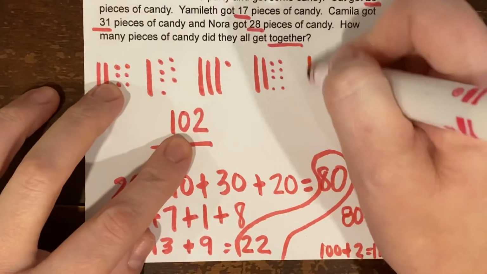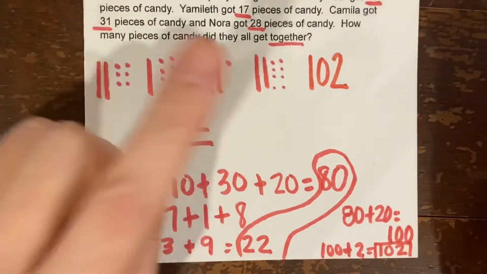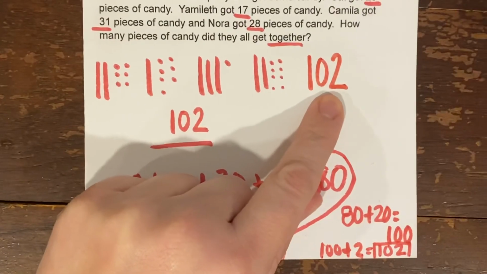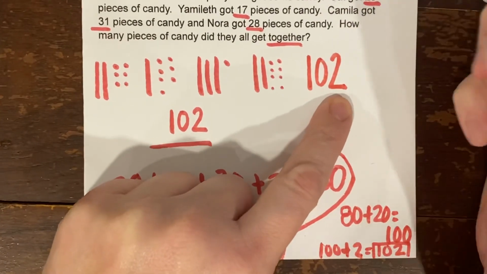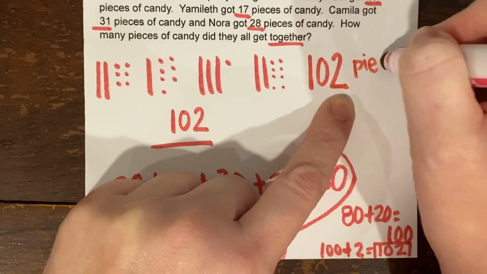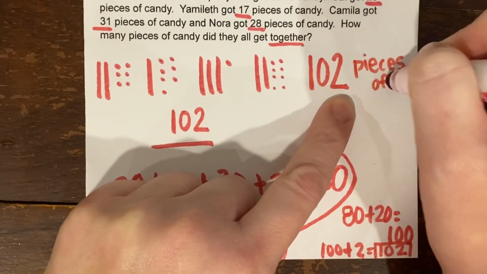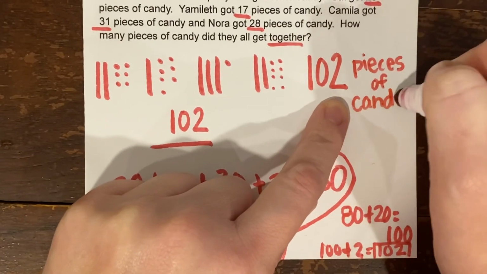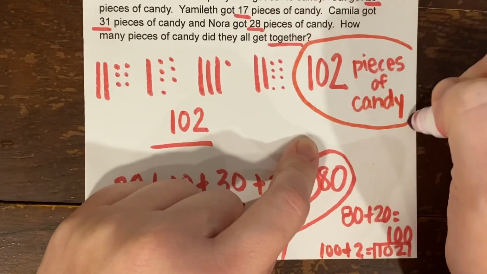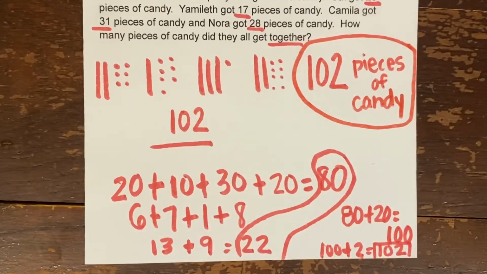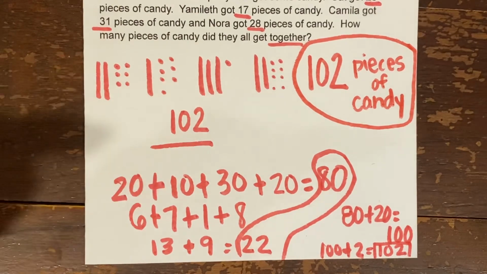Now, let's go back into this. 102, what are we talking about? Pieces of candy. So make sure you write your label, pieces of candy, and then circle your whole answer. That way it's easy to spot. It's easy to see, okay? Now, if you did it on a number line, or if you worked it out a different way, you can show the teacher and they can check and see if you showed your work and if you got the right answer, okay? All right, good job, guys.